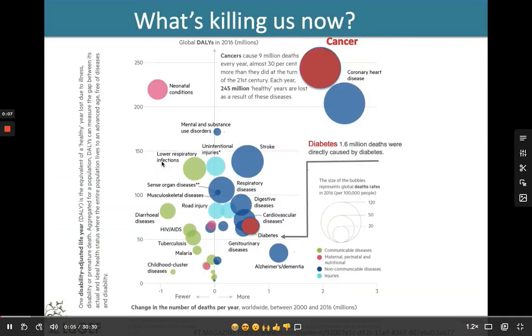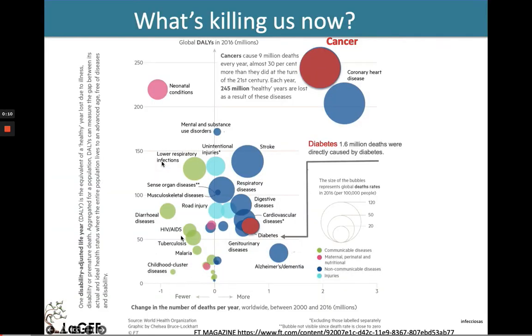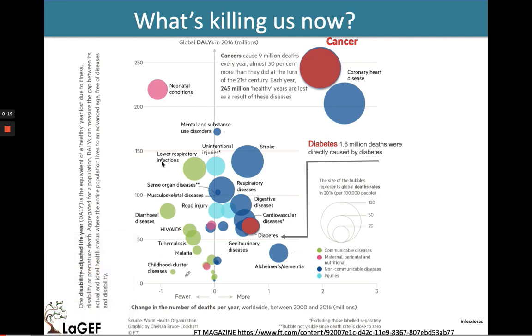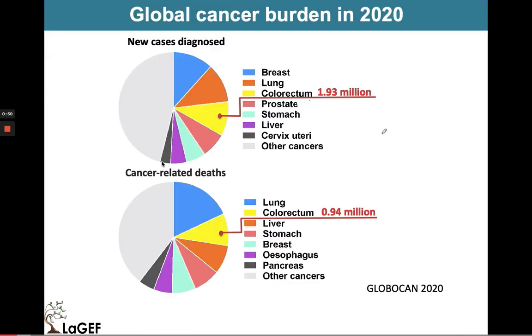I start by showing this graphic, which shows the change in the number of deaths per year worldwide between 2000 and 2016. The numbers are in millions. Below zero, we see the diseases that are decreasing over time, and above zero, we see the diseases that are increasing. Among them, we see both diseases that we are going to focus on in this work, cancer and diabetes. Cancer causes 9 million deaths every year, while diabetes causes around 1.6 million deaths every year.